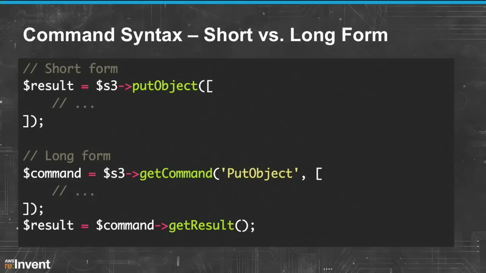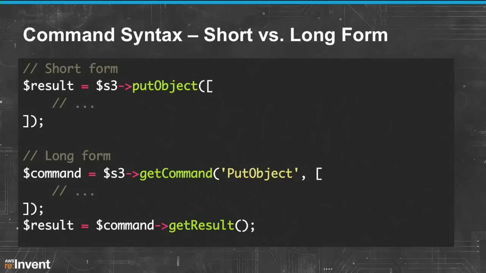But there are cool things you can do with the underlying command object that's normally abstracted from you. So instead of running a put object operation, here we're doing the get command method, telling it that this command is for the put object operation, passing in the same array of parameters like we did with the shorthand version. But it doesn't execute the operation just yet. It'll create a command object that can be executed later, so it's like a lazy execution of the operation.